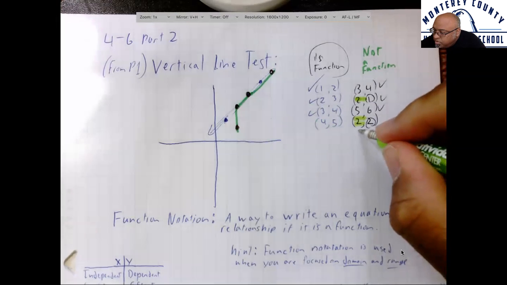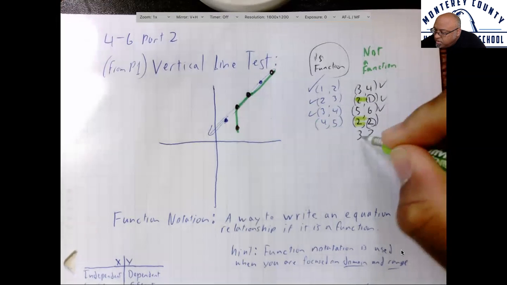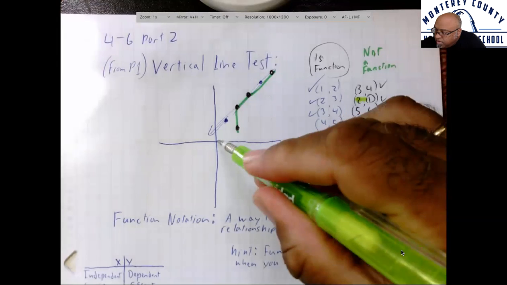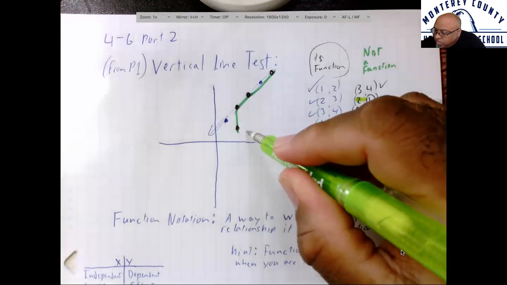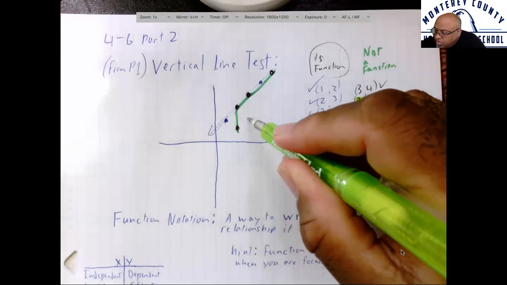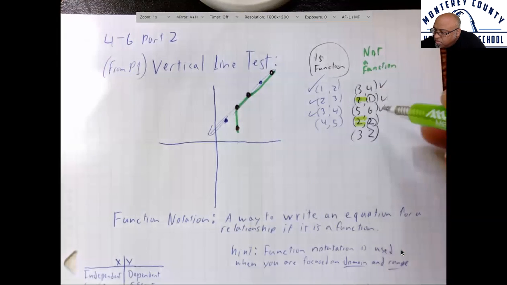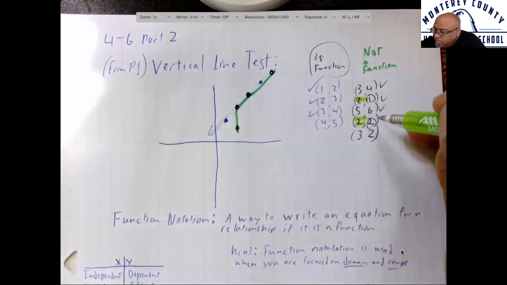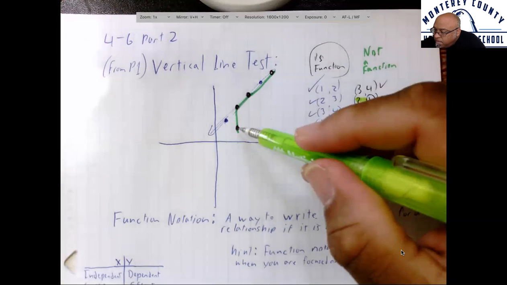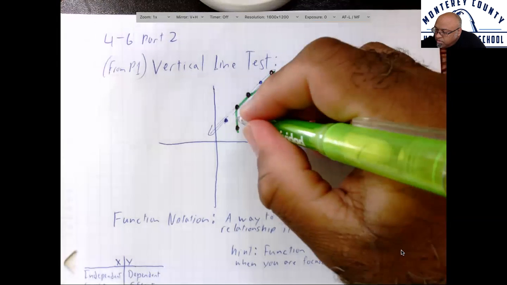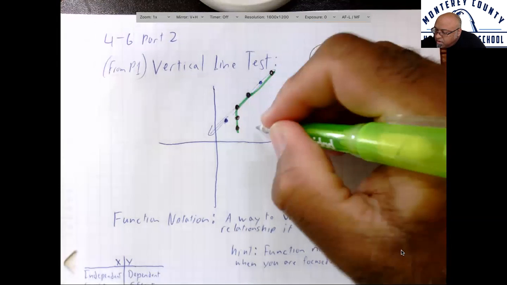We'll just put 3, 2. Okay, now let's graph that. 1, 2, 3. 1, 2. Oh, I see what I did wrong. Point should be right there. That's okay.